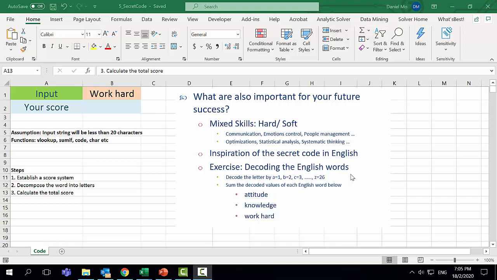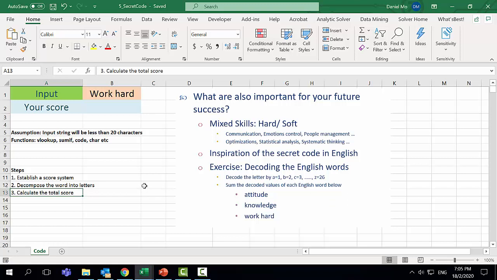Hi everyone, this is the exercise for us to learn how we can decode some English words into numbers as scores. For example, we have some words like attitude, knowledge and heart, and what are their corresponding scores? Let's consider letter A refers to score 1, letter B refers to score 2, etc. By that, how can we calculate the total score for attitude, knowledge, or heart? Which one has the highest score? So let's try this exercise.